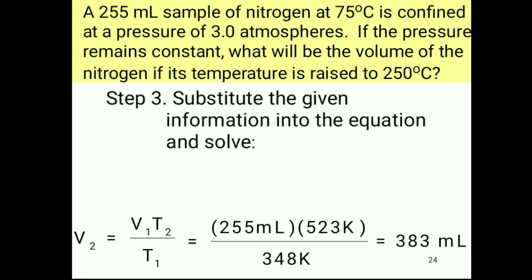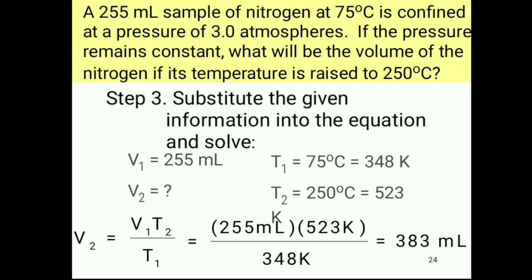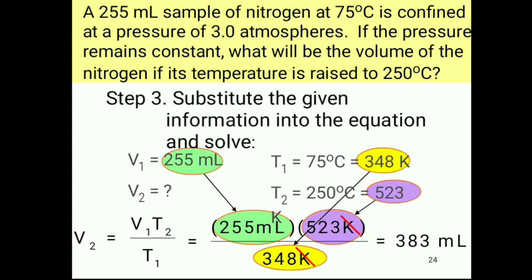So the initial volume is 255 milliliters. Let's multiply that by the given final temperature of 523 Kelvin divided by the initial temperature of 348 Kelvin. Let's do cancellation between Kelvin and Kelvin in the numerator and denominator. Multiplying 255 by 523 and dividing the product by 348, we shall have 383 milliliters. Let's now analyze.